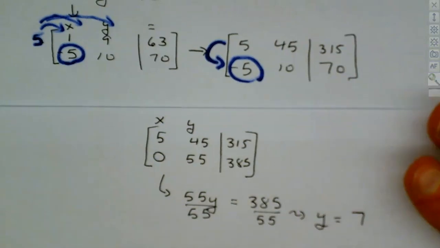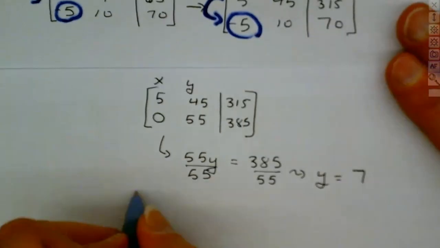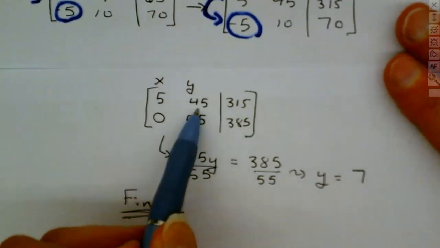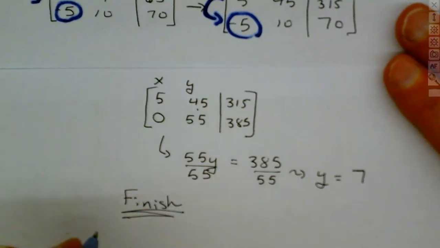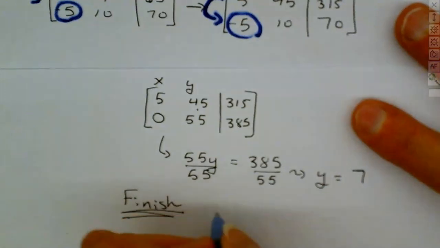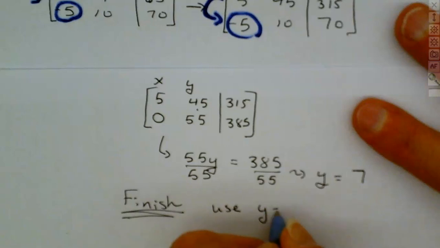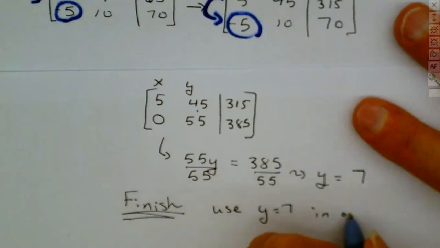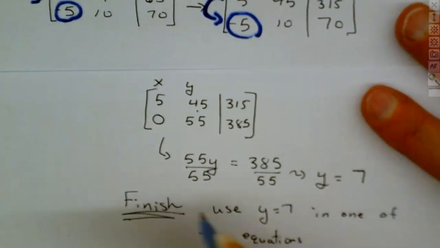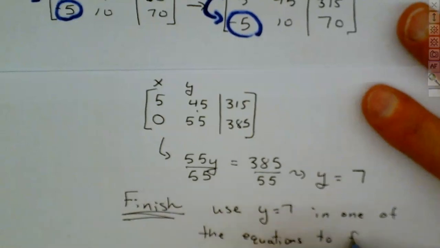Now, how do you find the x again? Yep, you can just use back substitution. You can make a 0 here if you wanted, but that's a lot of work. It would be easier just to use back substitution. Take it, plug it back in. So to finish it, you're going to use y equals 7 in one of the equations to find x.